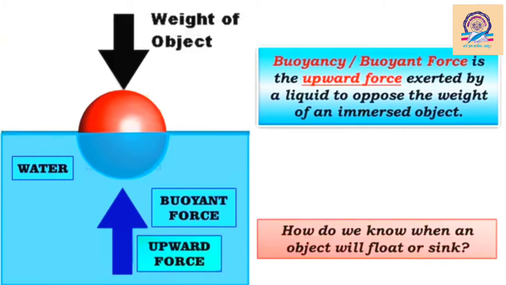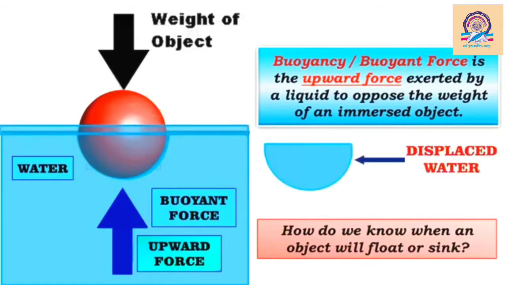How do we know when an object will float or sink? Whenever an object falls in water, it occupies some space in water, and that much water is pushed out from its place, which comes up and raises the level of water. The water which is pushed out from its place is called displaced water.